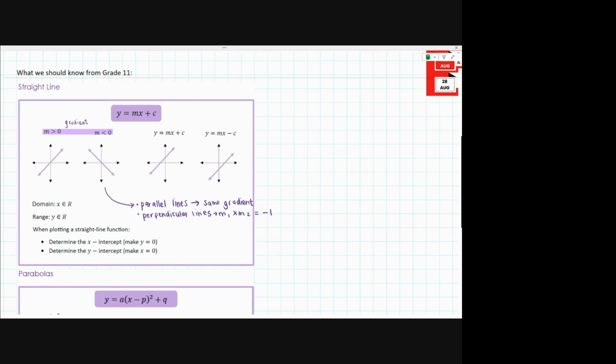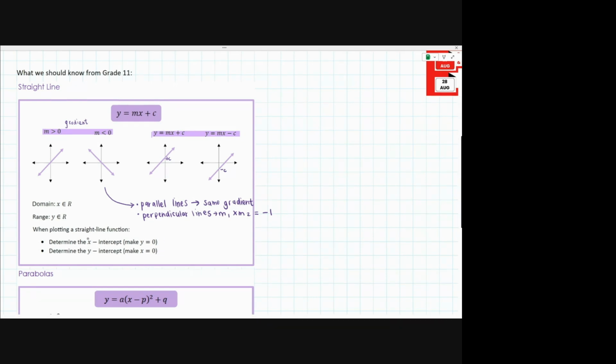In terms of your C value, C determines for us our y-intercept. So if C is positive, our y-intercept is positive. So this would be a positive C over here. If C is negative, we have a negative y-intercept. Straightforward, there we go. Alrighty, your domain and range for a straight line, because it just keeps going in both directions, is just element of real. And remember, for plotting a straight line function, or any graph, if you want the x-intercept, you need to make y equal to 0. If you want the y-intercept, you need to make x equal to 0. That is true for any function that you work with.